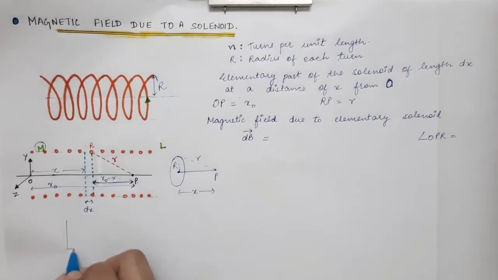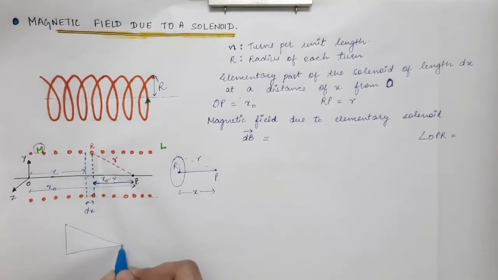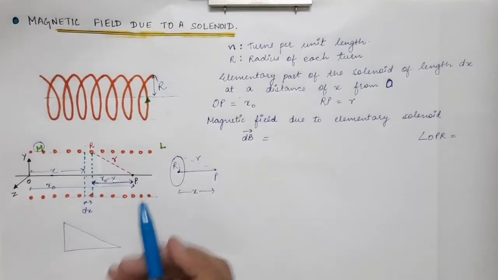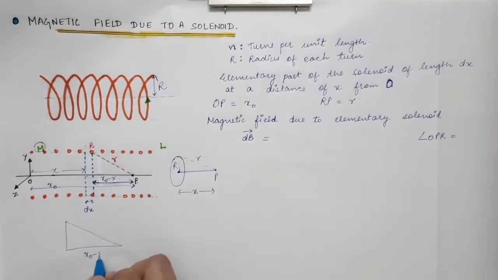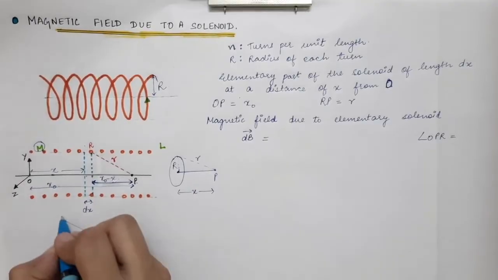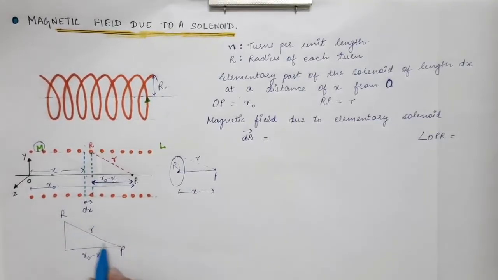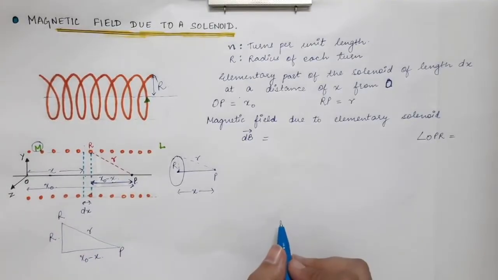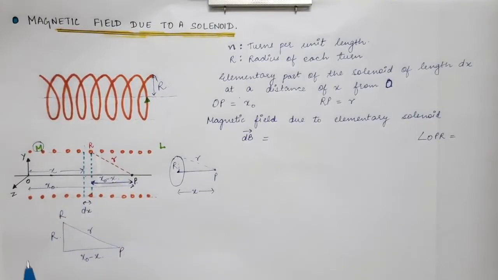So this will look something like this. You will have a right angle triangle over here. This distance is equal to x naught minus x, and this distance is equal to r, and the radius of each turn of the solenoid is equal to capital R.